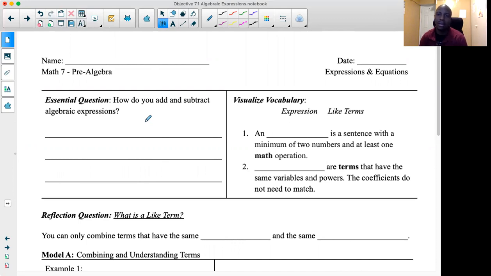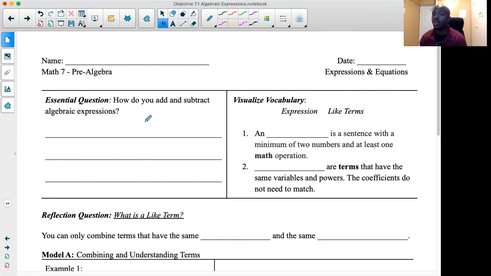So if you look at our vocabulary, we're talking about expressions. It's a sentence with a minimum of two numbers and at least one math operation. But we also need to know something called a like term. Like terms are terms that have the same variables and same powers. Let me say that again. A like term has the same variable and the same power. The coefficients do not need to match.